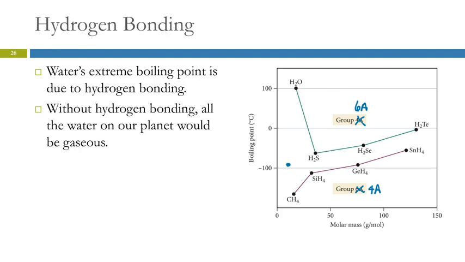What would happen if water boiled at minus 90 degrees Celsius? All of the water on the earth would boil and go into the gas state. Your body contains a high percentage of water. That wouldn't work out very well, would it? Where would the fish live? There'd be no rain. Nothing would work out very well.